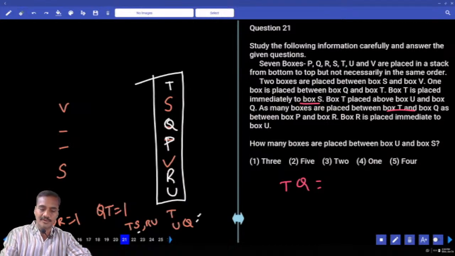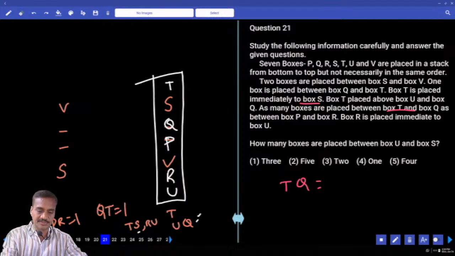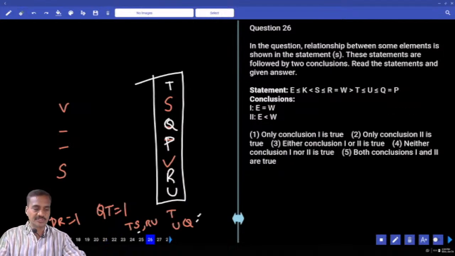Done? Now this is about question numbers 21 to 25. Then 26 to 28. Now 26 to 28 are based on inequalities.